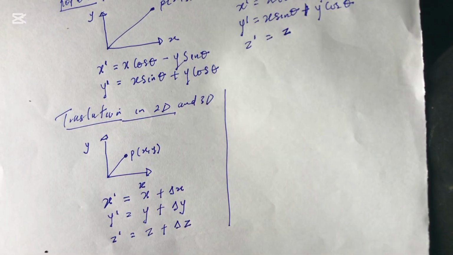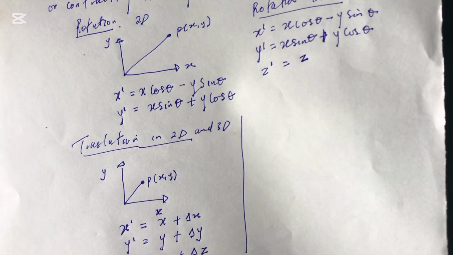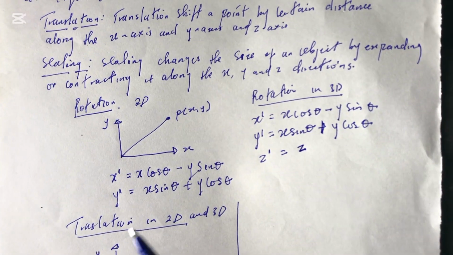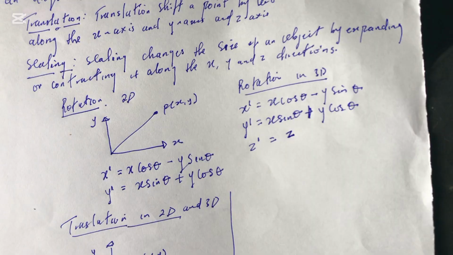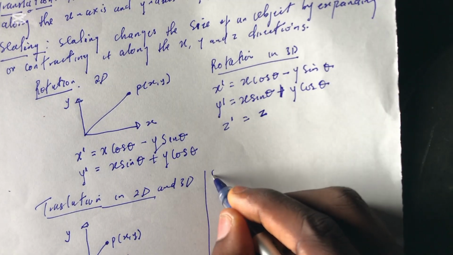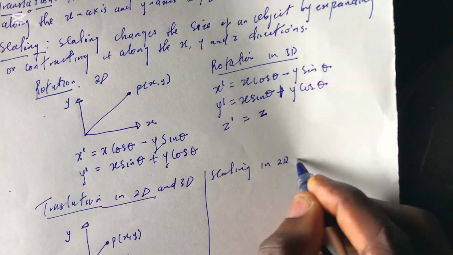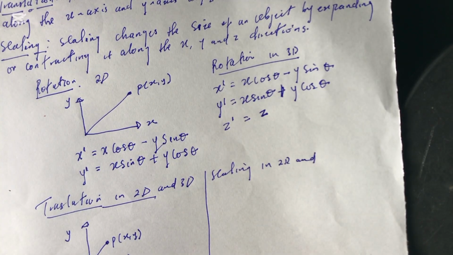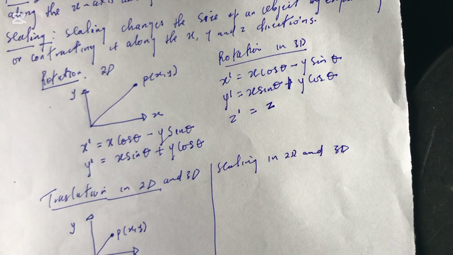Next, let's talk about scaling. Now remember we said earlier that scaling changes the size of an object by expanding or contracting it along the x, y, and z direction. So we can say scaling in two dimension and three dimension.